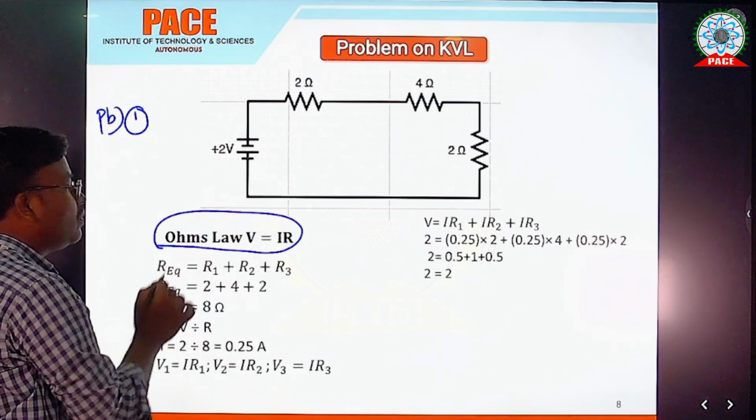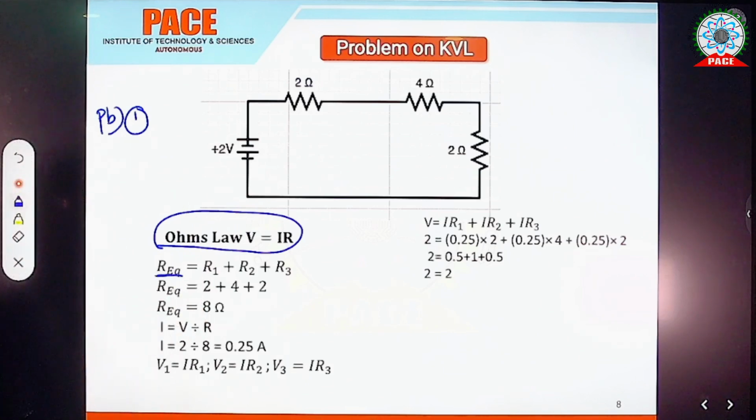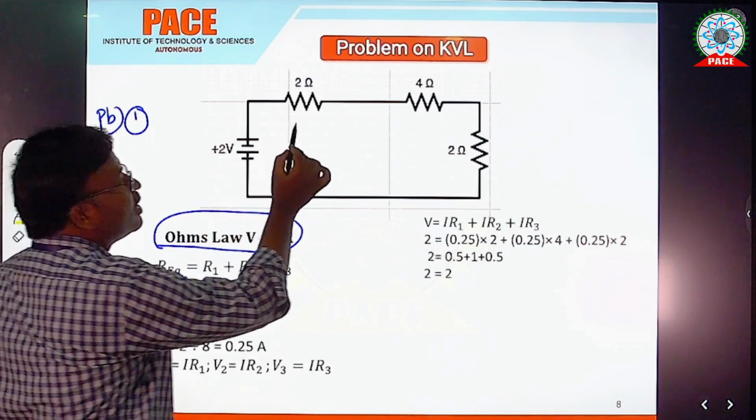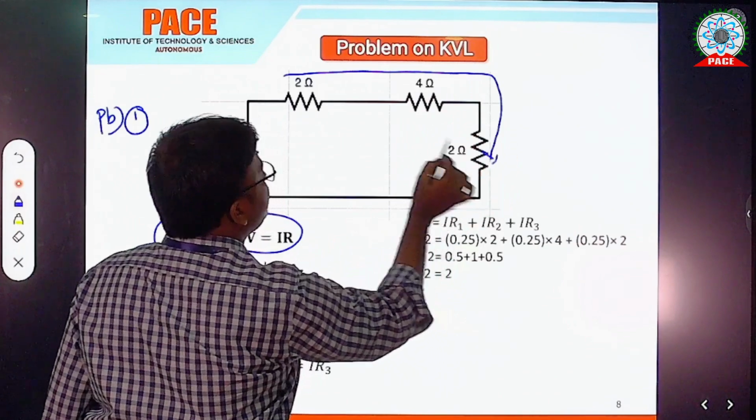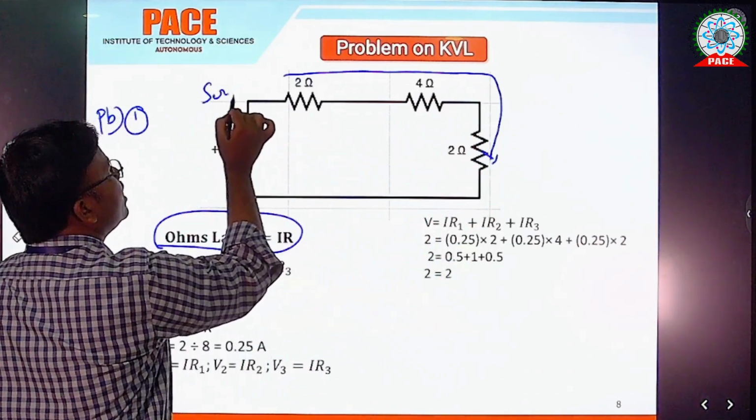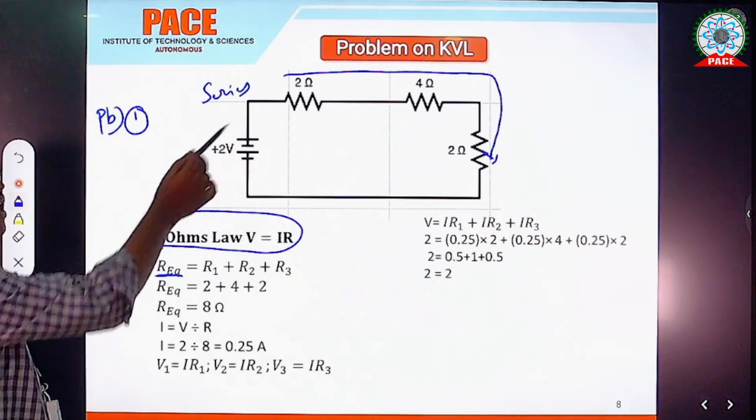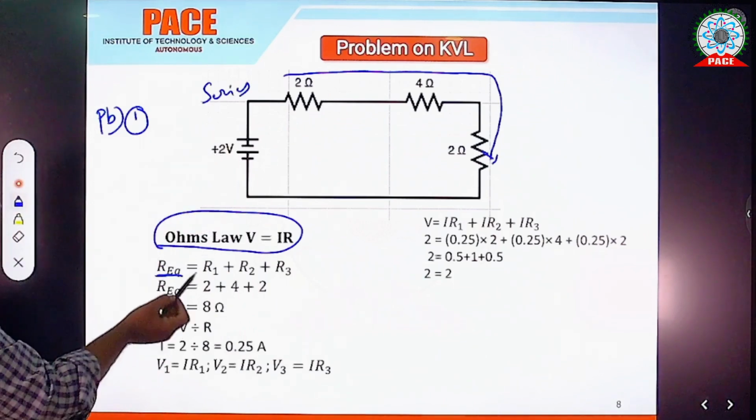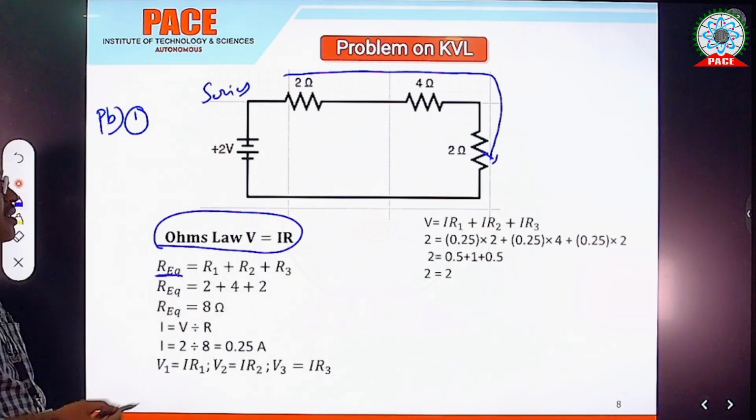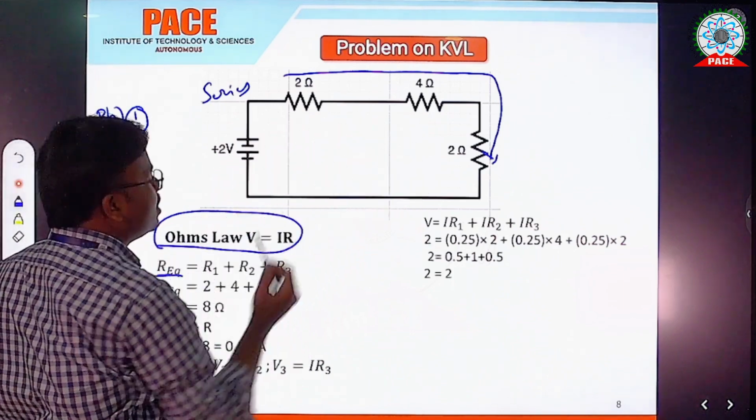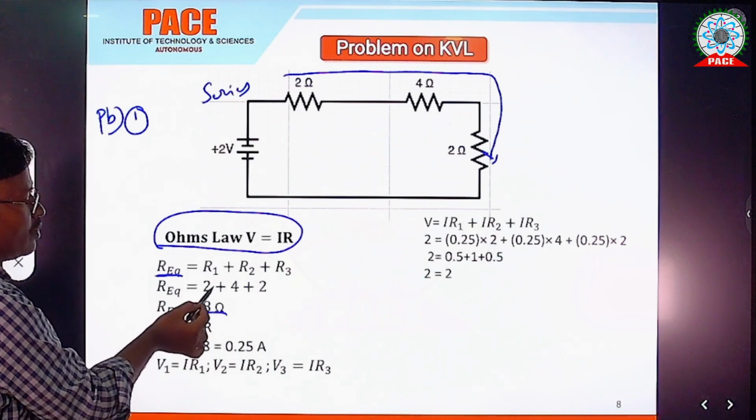These resistors are in series. The resistors are connected in series, so we add all the resistances. So R equivalent equals R1 plus R2 plus R3. If we add all the resistors, 2 plus 4 plus 2, we get 8 ohms. That is the R equivalent value.